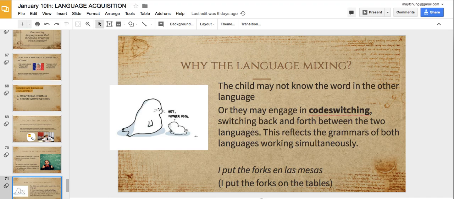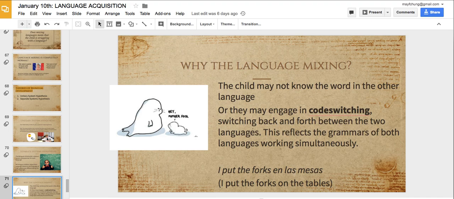So, why the language mixing? Why do people code switch, right? It could be that the child doesn't know the word in the other language, and so they just replace the word, and so code switching becomes a crutch in order to help you articulate your meaning.